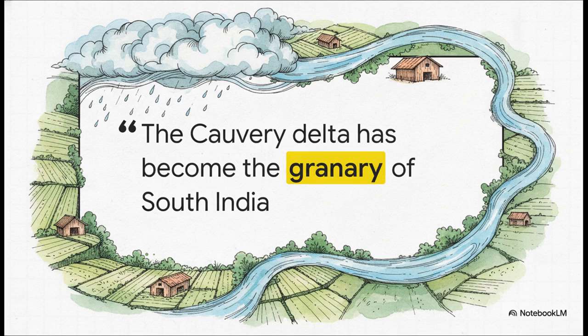Why? Well, because this region gets a massive amount of rainfall during the winter from the northeast monsoon, making the land incredibly fertile and absolutely perfect for large-scale agriculture. Ye ek direct PY2, yani previous year question ban sakta hai, so definitely mark this as a high-yield fact.